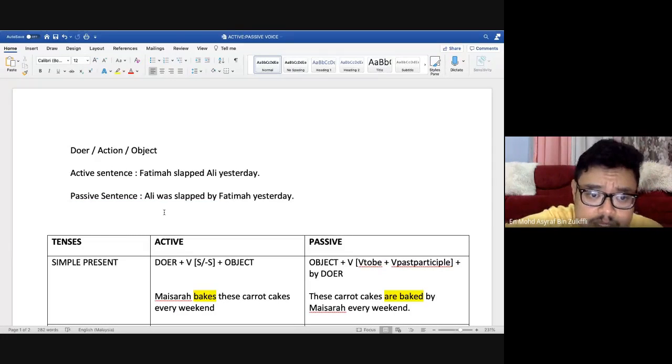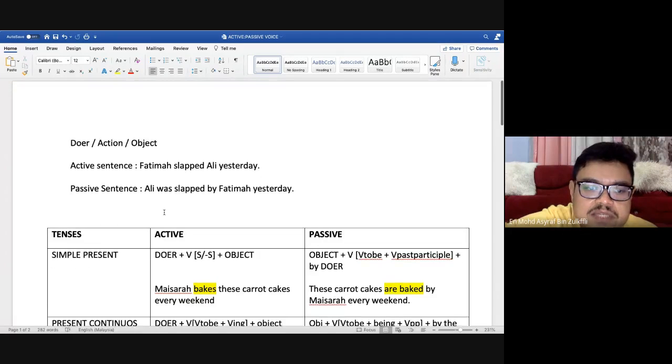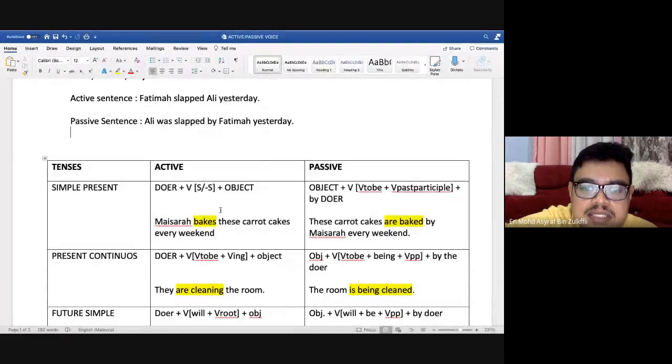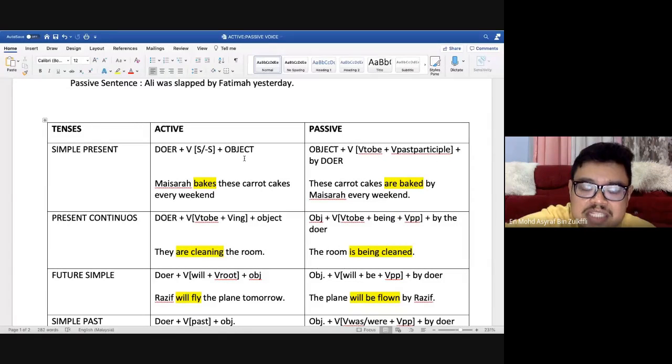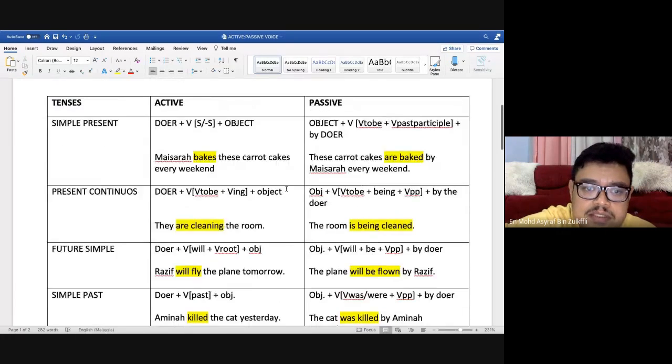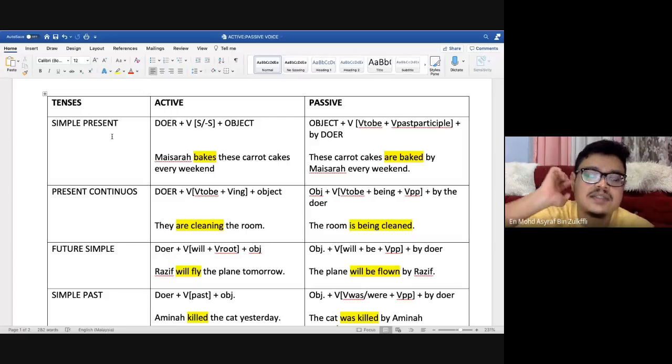Now, what makes active and passive voice complicated is that for each tense, you have to follow a certain formula. For simple present tense, it will become different here. If you are not familiar with active and passive voice, you have to be familiar with the formula. We will go through the formula of the tenses one by one. Let's start with the simple present tense.